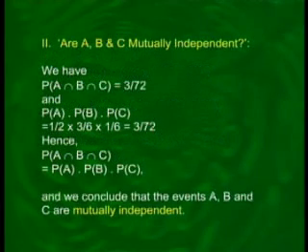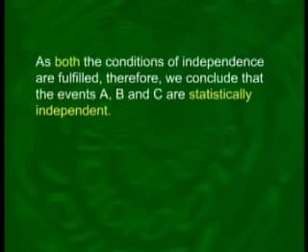Now, in order to verify the second condition, we note that probability of A into probability of B into probability of C comes out to be 3 over 72, exactly the same as what we obtained for probability of A intersection B intersection C. Hence, this particular equation is also verified, and students, since both the conditions of independence are fulfilled, therefore, we can conclude that in this particular experiment, the events A, B and C are statistically independent.